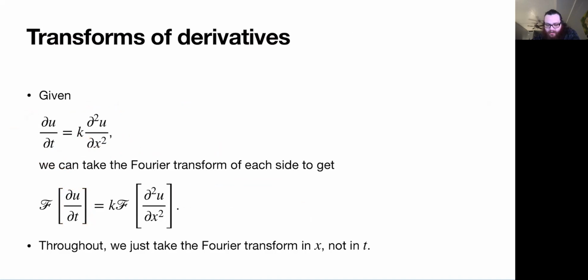So on the right, we're going to get a constant times the Fourier transform of the second derivative. Now, throughout, we're always going to be taking the Fourier transform in x, in the spatial variable. We're not going to be taking the Fourier transform in time. Just something to keep in mind. Okay, so let's figure out what these two pieces are.